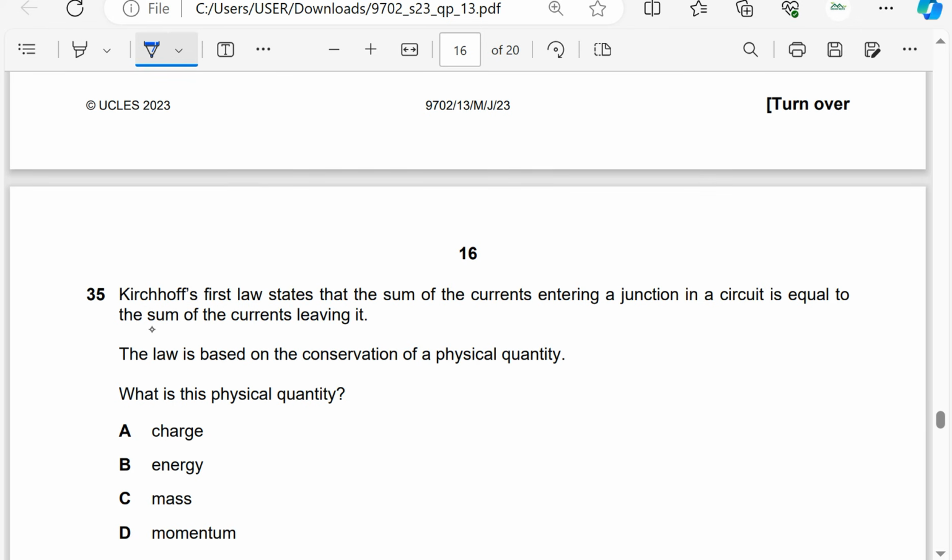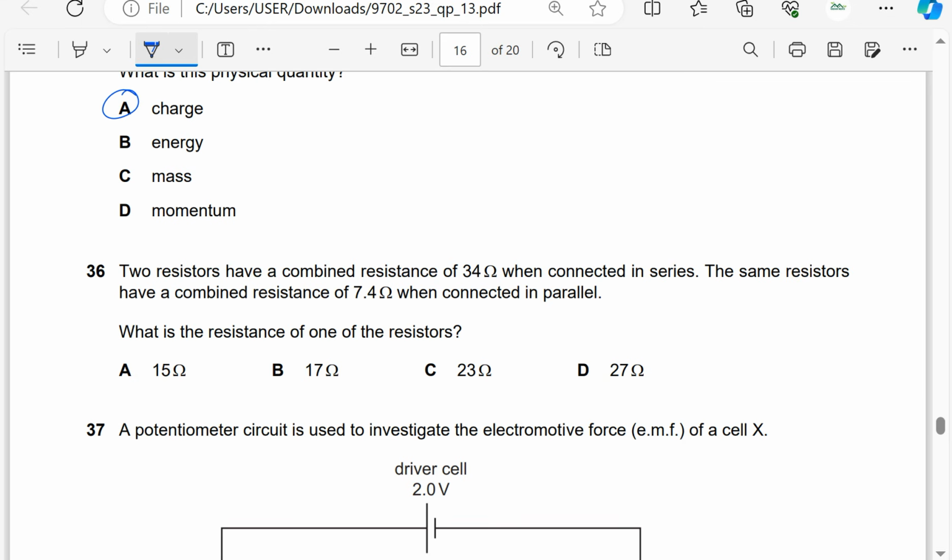Kirchhoff's first law states that the sum of currents entering a junction is equal to the sum of currents leaving the junction. I say this is conservation of charge. The second law, which is sum of EMFs equal to sum of PDs in a closed loop, would be conservation of energy. So the answer there is automatically A.